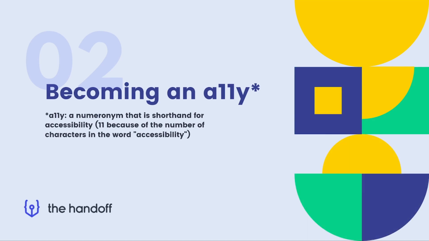Next, let's talk about what it means to be an ally. So on this page, you'll see that the word ally is actually spelled with 2 Ls. And this is something that will be pretty common to see if you work in the accessibility industry, is to see this word and know that it stands for the word accessibility. It's a numeronym, which is shorthand for the word accessibility because there are 11 characters in the word accessibility, which can sometimes be a long word and kind of hard to pronounce as well.